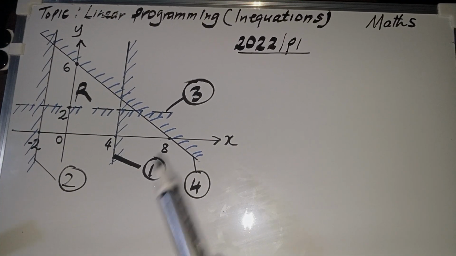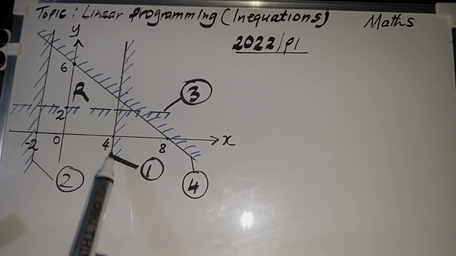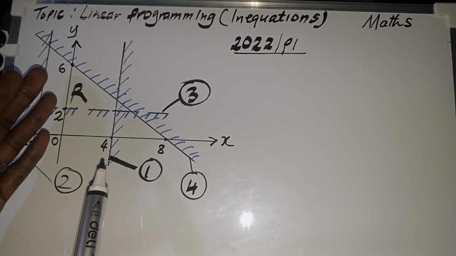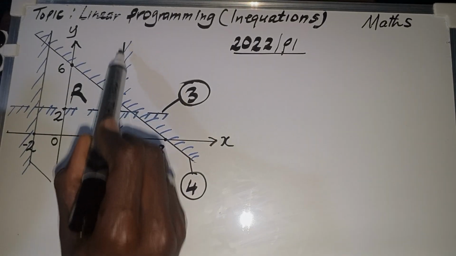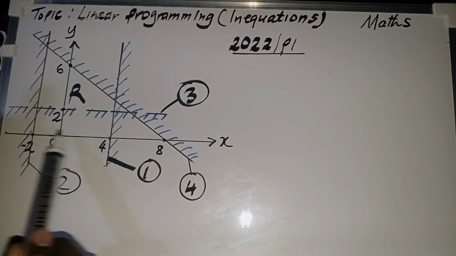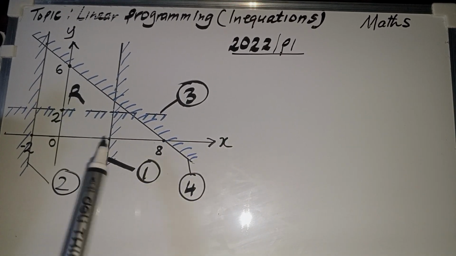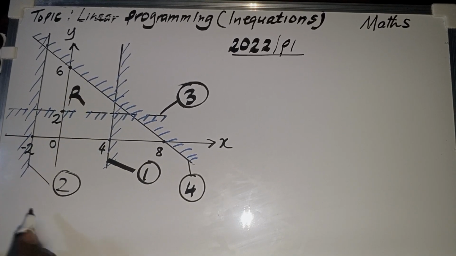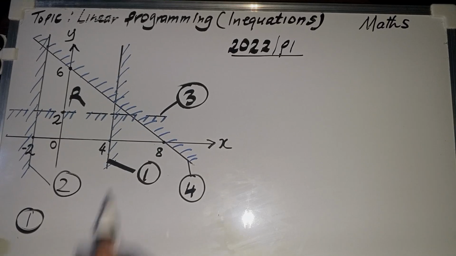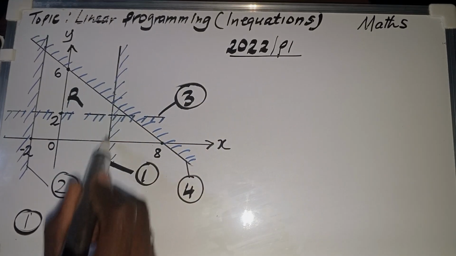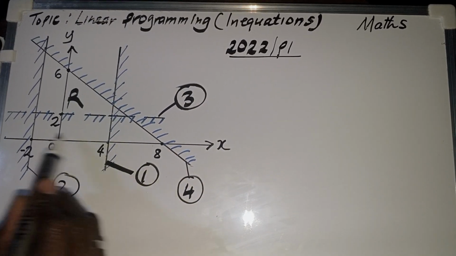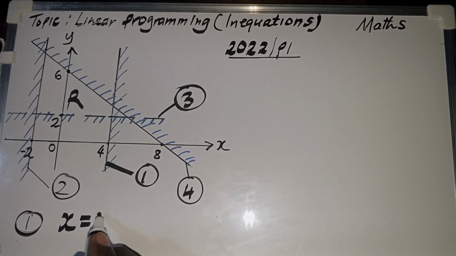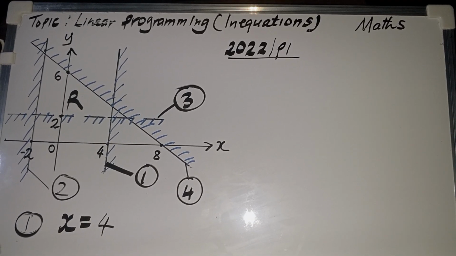Now remember what I told you. For example, if you come to the first one, if you look at this line, it is actually parallel to the y-axis. So now you look at where this line is cutting the x-axis. It is cutting the x-axis at where x is equal to 4. So I'll start with 1 here. It simply means that the equation for this line, because it is cutting where x is equal to 4, is x equals 4.